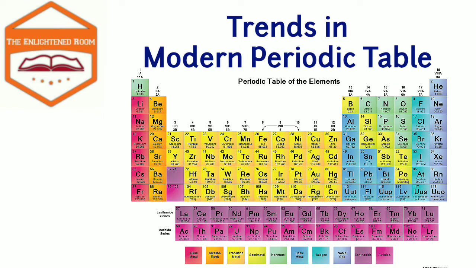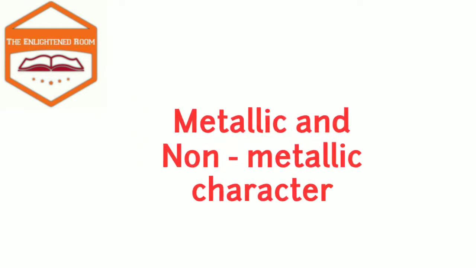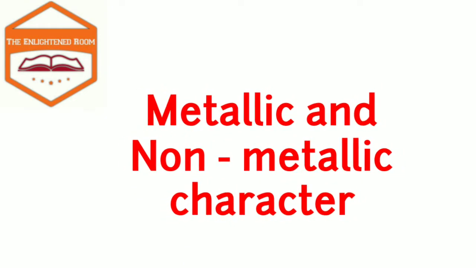In this video, we're going to continue our topic Trends in Modern Periodic Table by studying the metallic and non-metallic character and the variation of chemical reactivity. Okay, so let's get started. First of all, we're going to study the metallic and non-metallic character.